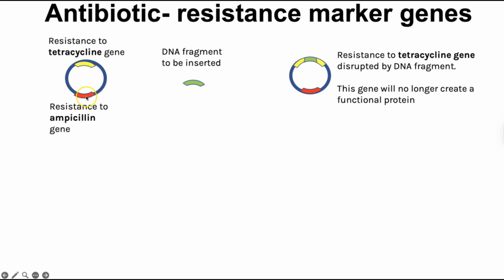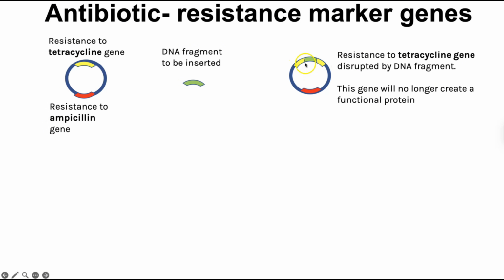And this gene here will code for a protein that makes the bacteria resistant to the antibiotic ampicillin. And here is the DNA fragment that we've just isolated. Now, what they would do is deliberately insert that DNA fragment into one of the marker genes. And in this case, they've put it in the middle of the tetracycline gene.